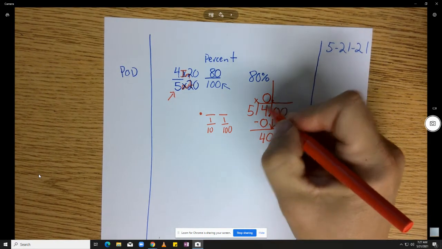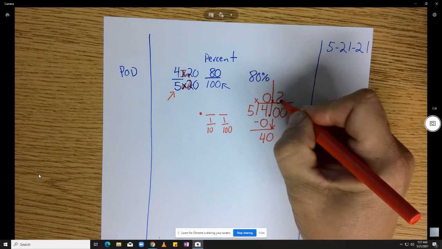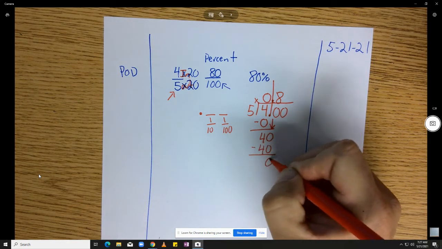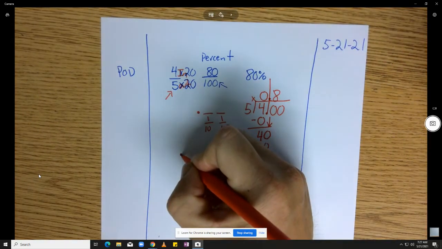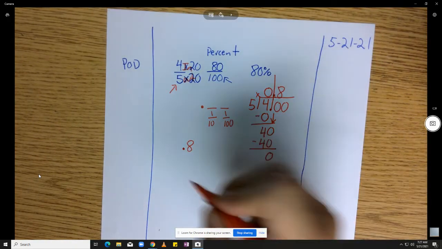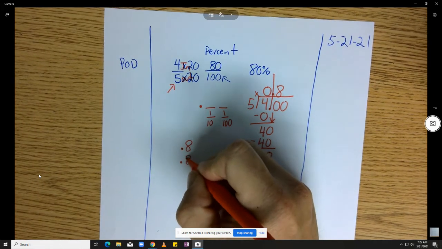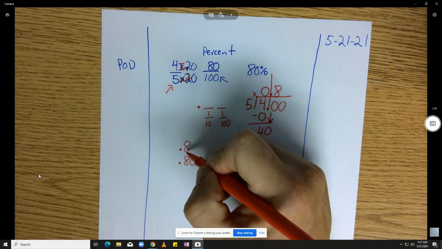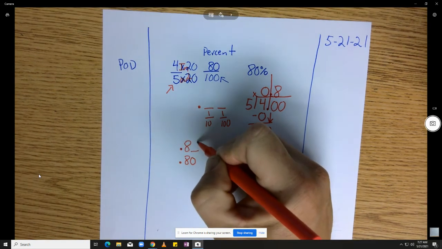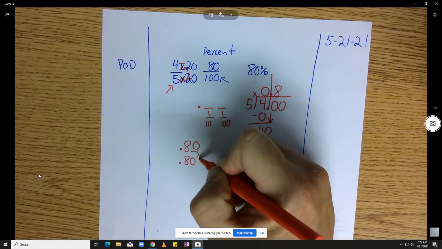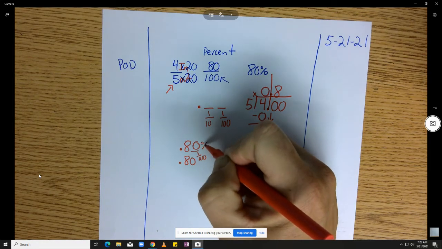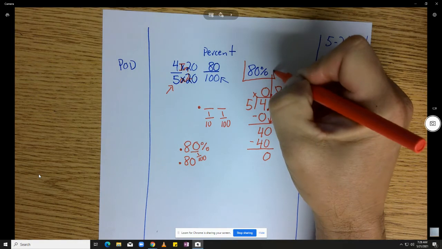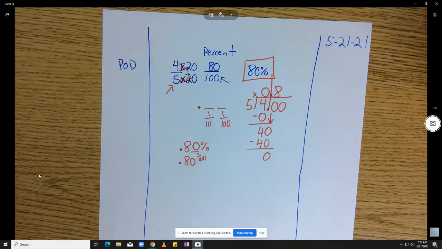Weird. Okay, how many 5s are in 40? 8. 8 times 5 is 40. And you could be done here. So some of you maybe said that the answer is decimal 8. Well, you're right. Because remember, decimal 8 and decimal 80 are the same. The problem is when you had just decimal 8, remember you have to add the 0 to get to the 100ths to make it percent. So regardless of how you do it, the answer is 80%.